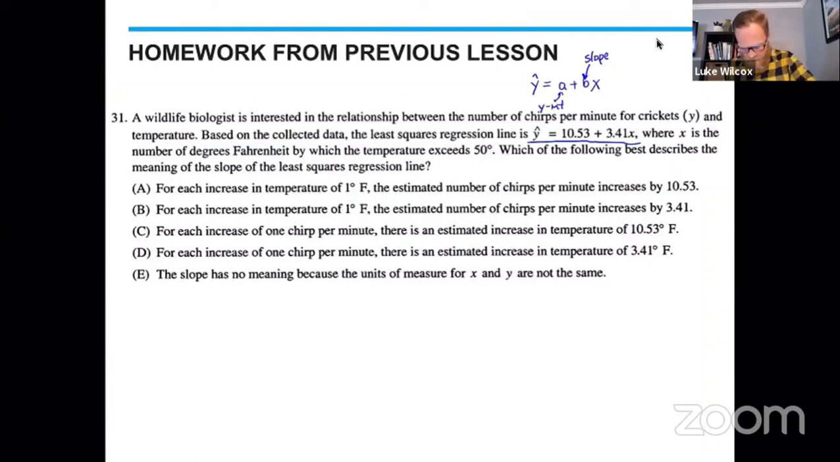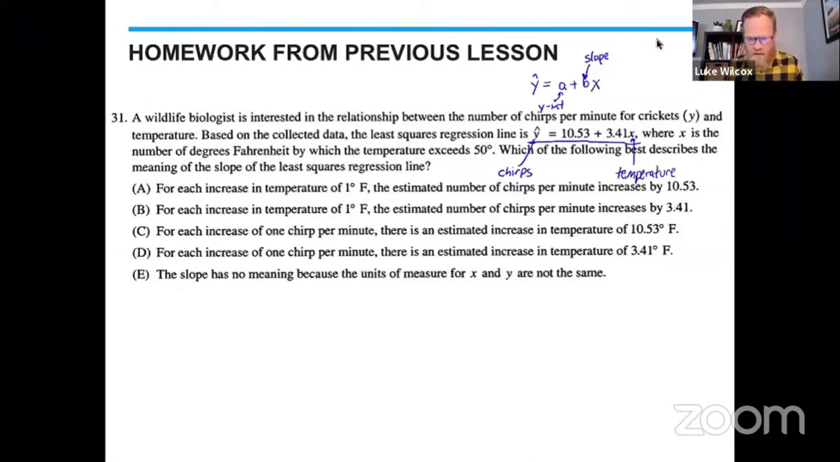Now, I think it's also important to note right now what the variables x and y represent in this context. They've told us already that the y variable represents the number of chirps for the cricket, and the x variable is the number of degrees Fahrenheit by which the temperature exceeds 50 degrees. So this is a certain measure of temperature. So we're going to have to know that x is temperature, which is the explanatory variable, and y is chirps, which is our response variable.